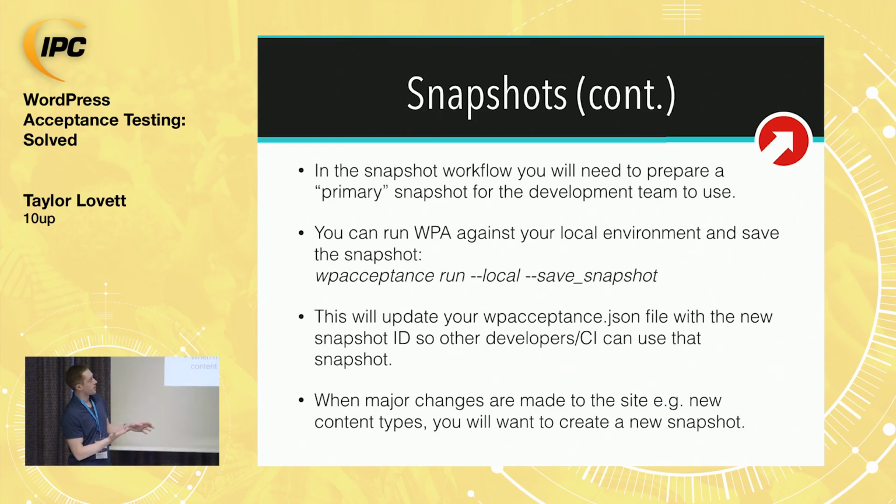Every time you're running WP Acceptance, you can run it against your local environment and then essentially create a snapshot from your local environment. After a snapshot is created from your local environment, your team members can then run the same test suite against that snapshot. So that's a handy way for you to create a snapshot. When you save a snapshot, it will update your wpacceptance.json, and then you can commit that to your repository, push that upstream, and your development team will then see, okay, we have a new snapshot that we're now testing off of.